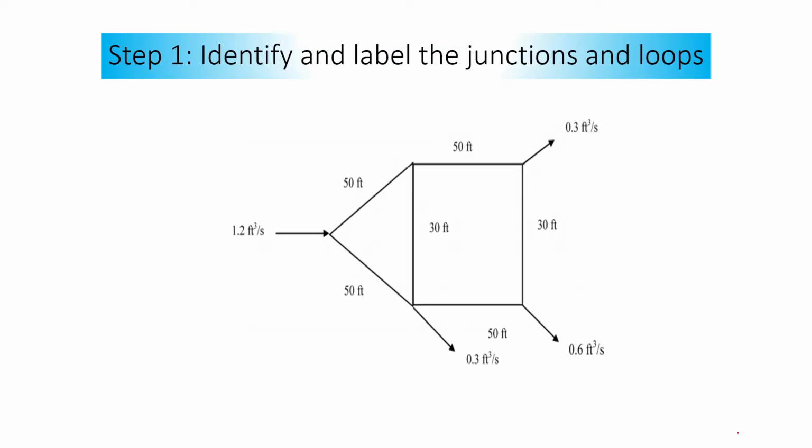Okay, step 1: identify and label the junctions and loops. You have this problem, which is from the example in the textbook. Let's find the loops first. This can be considered as the first loop, and this is the second loop. Then you can label these pipes.